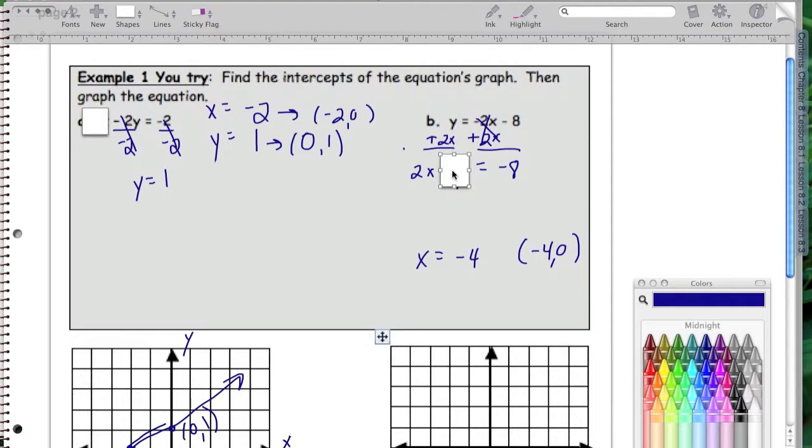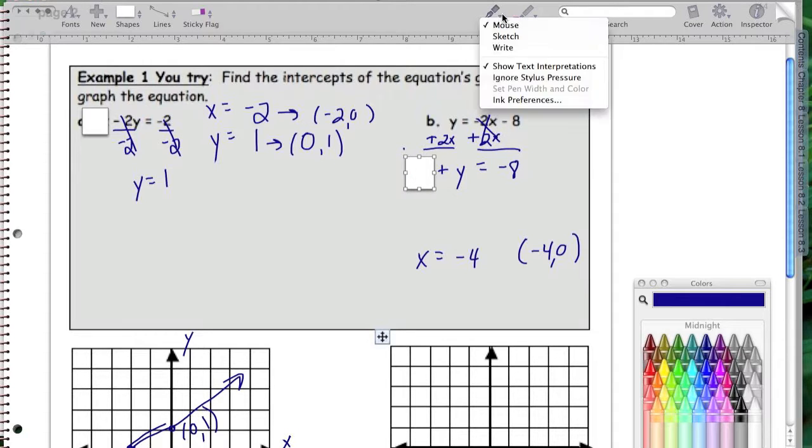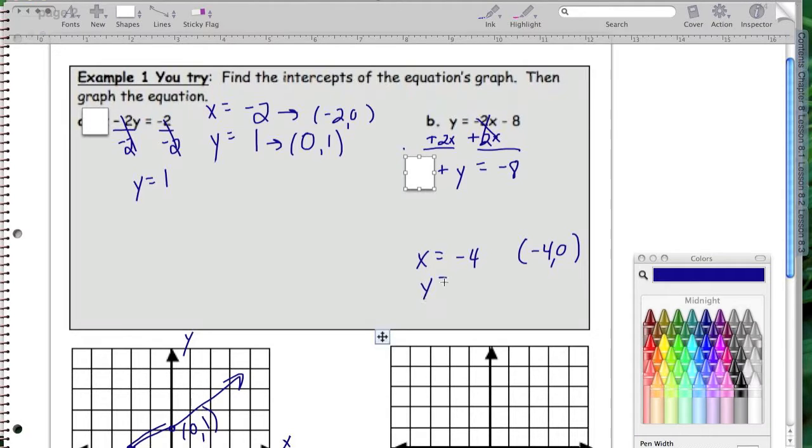Now I'm going to go ahead and solve for what my y will be. I have positive y equals negative 8. Not too much solving needed there. Y equals negative 8. So this point, 0, negative 8. I go down to graph it.